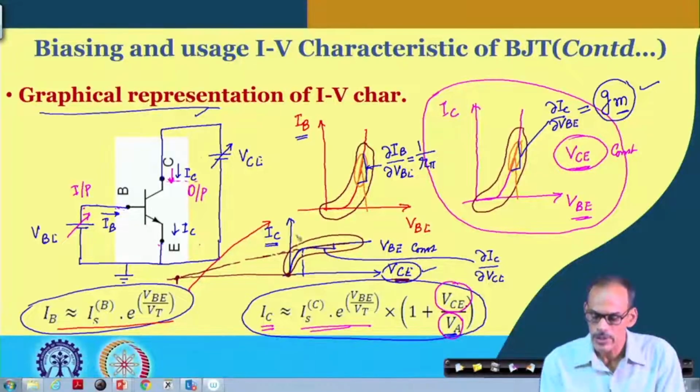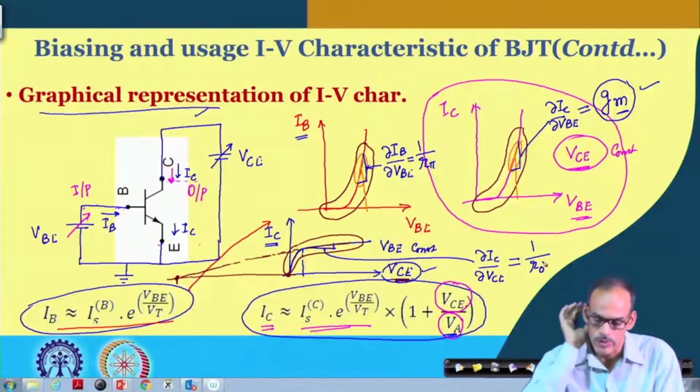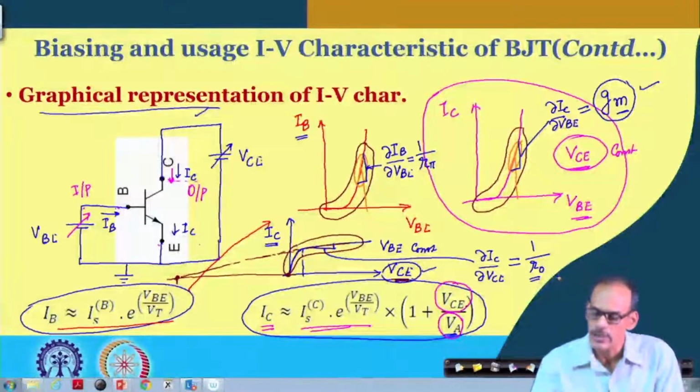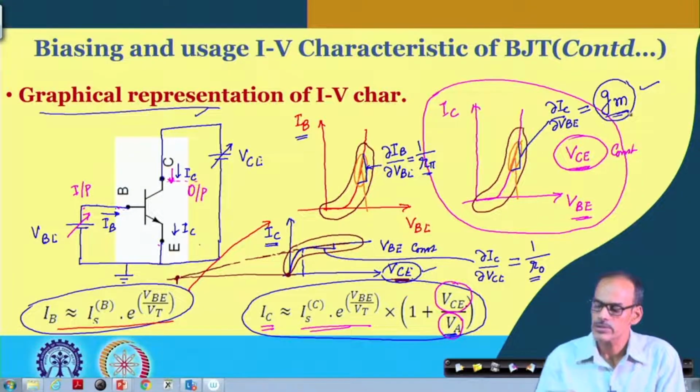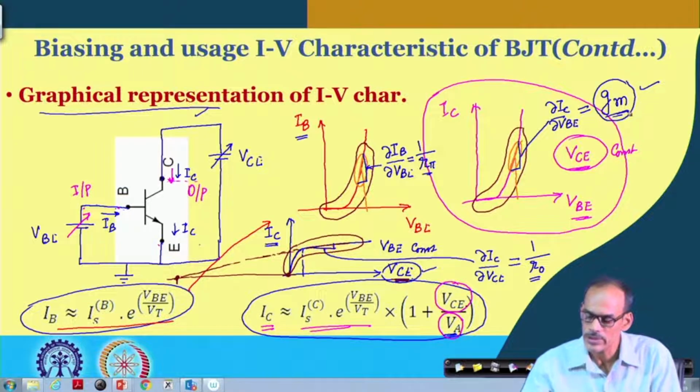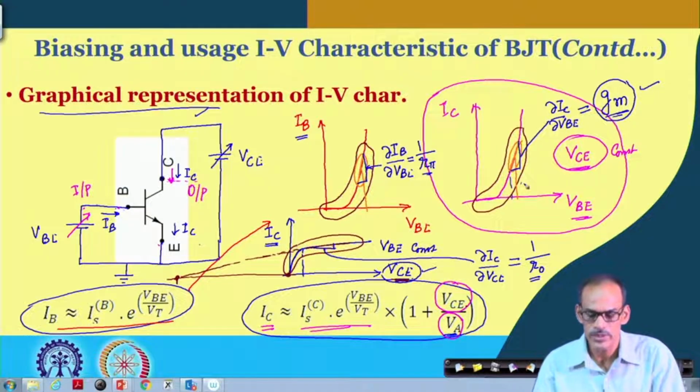Likewise, if you see the IC versus VCE characteristic curve, this slope also has an interpretation as output port conductance, or 1 by RO. RO is the output port resistance. Of course, this RO is the small signal resistance, R pi is the small signal input port resistance, and GM is transconductance, keeping in mind that we are restricting the signal within a certain range so that the linearity model is valid. So, that is a graphical representation of this IV characteristic equation.